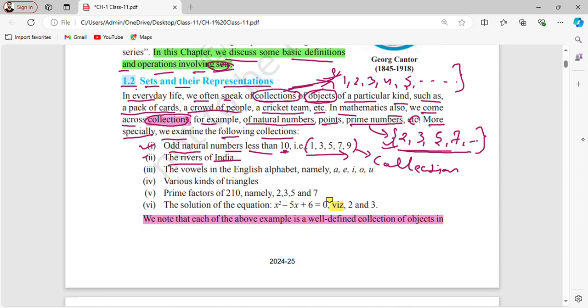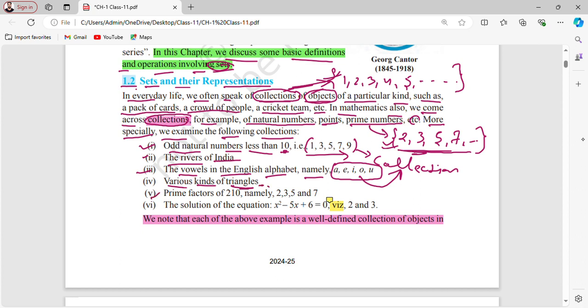Like the rivers Ganga and Yamuna, we can make a collection like that. And after that, the vowels in the English alphabet, namely A, E, I, O, U. These are also a collection. Various kinds of triangles, meaning different types of triangles, like equilateral triangle, scalene triangle, isosceles triangle, right angle triangle. This is also a collection of triangles.